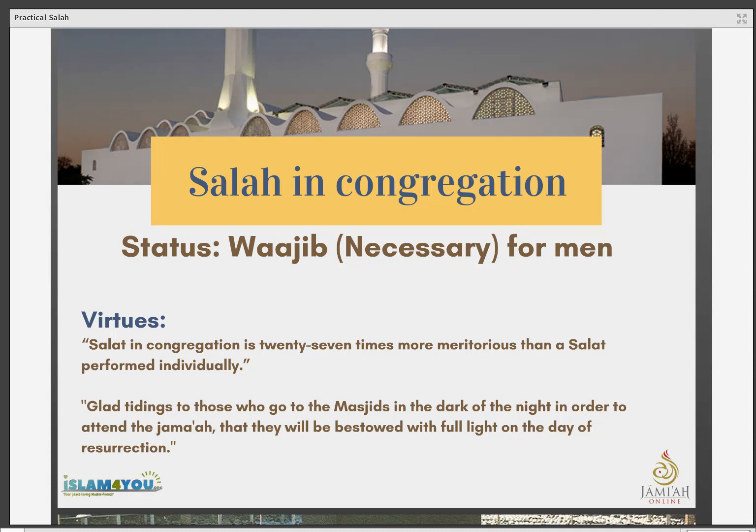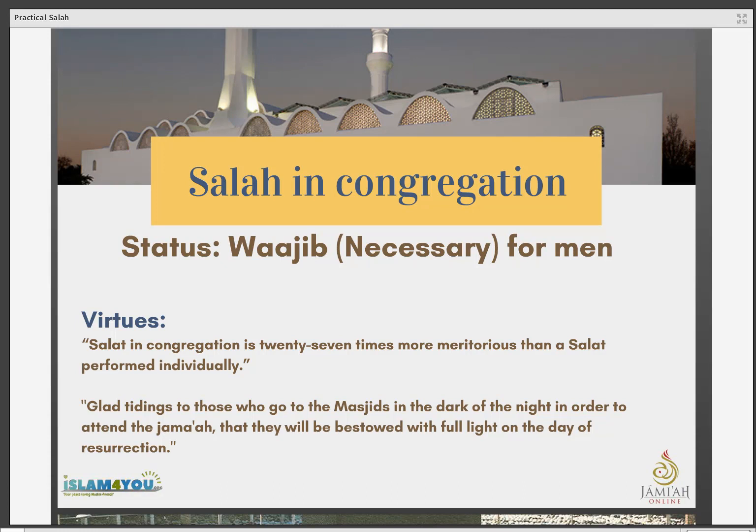With regards to the virtues, the Prophet Muhammad ﷺ has mentioned that the prayer performed in congregation enjoys 27 times more virtue than the performance of the salah individually or in one's home. In another prophetic tradition, the Prophet Muhammad ﷺ mentioned that there are great tidings for those who go to the masjid in the dark parts of the night. When it is dark, especially at the early morning prayer, Fajr, as well as the night prayer, the Isha, it's times when we don't normally want to be out. It might be a bit difficult. So at these dark times, if a person goes out for the prayer, Almighty Allah will give him full light on the day of resurrection. So when you go out in the dark, Almighty Allah will give you a light. Allah will give you brightness on the day of resurrection. So there's great virtue in performing the salah in congregation.